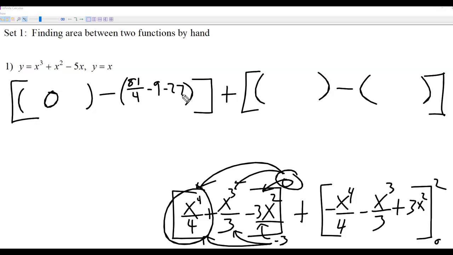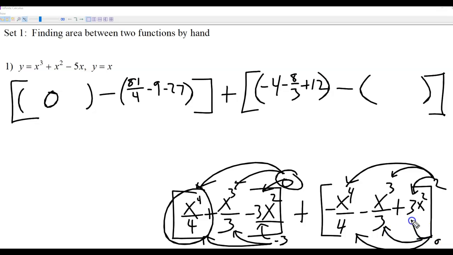Okay? And then we're going to do the same thing in the other set. So we're going to be plugging in 2. That's going to be 16 over 4, which is -4. Plugging in here in the next one, I'm going to end up with -8/3. And then plugging in here, we're going to get 12, it looks like. And then plugging in 0, you got to love those zeros. It makes life easy. Just goes to 0 there.